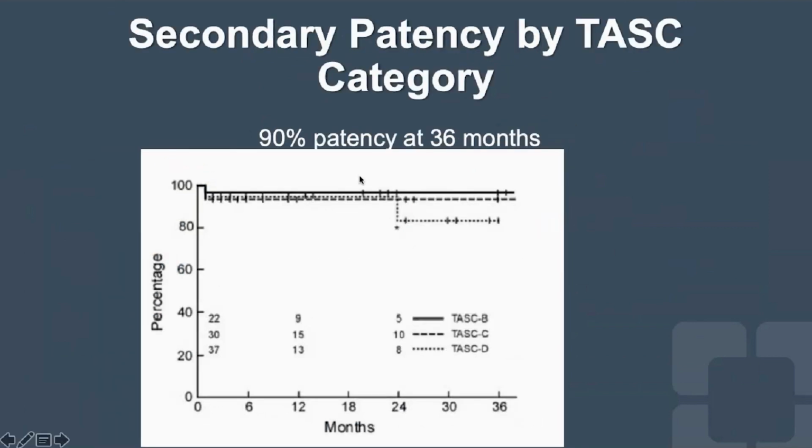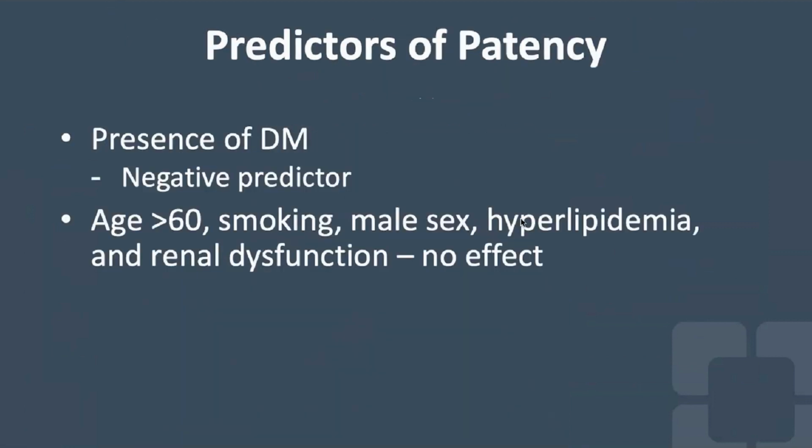Secondary patency is even more, 90% at 3 years between the different groups. As your lesion complexity goes up, it didn't really matter. There was no significant difference. The presence of diabetes was a negative predictor of patency, but age over 60, smoking, male sex, hyperlipidemia, and renal function really had no effect on predictors of patency.